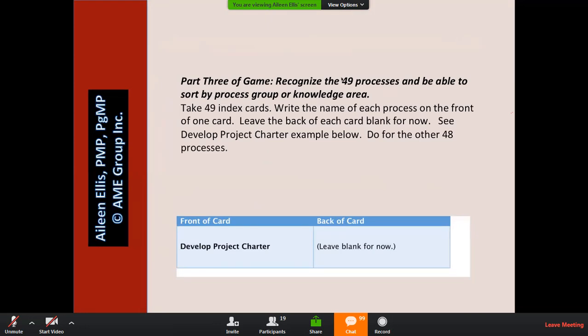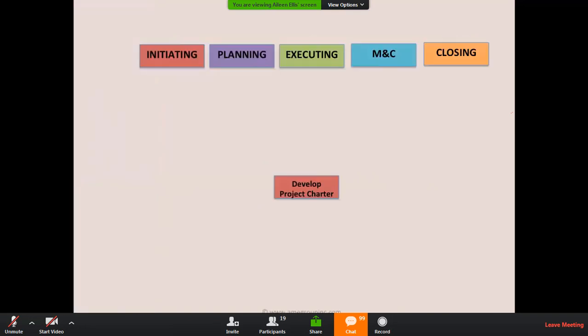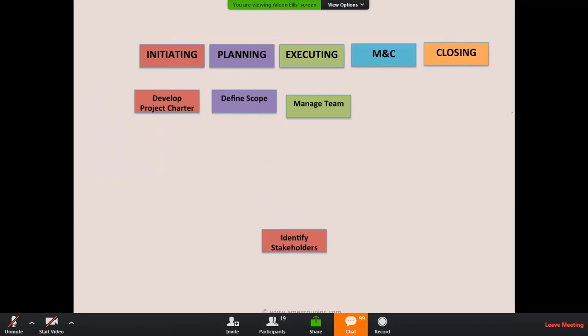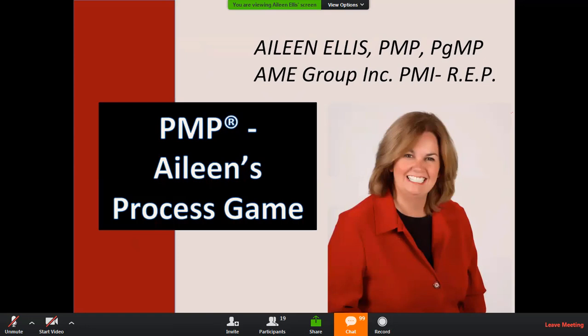Once that's easy, take 49 cards, the name of the process on the front. I would just leave the back blank, and I would practice sorting the 49 cards into the appropriate process group. Not worry so much about knowledge areas right now. So I know I went through that pretty quick, but go to my online material and you'll find that early in my material.